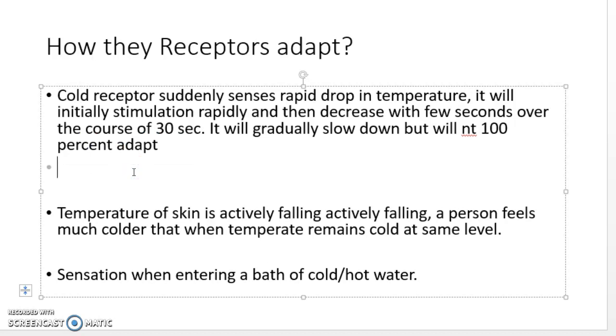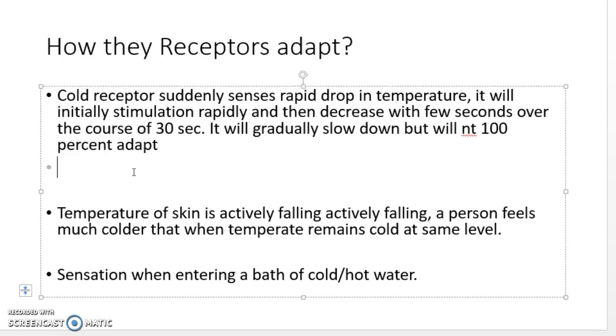The temperature of the skin will continue to actively fall, so the person feels much colder than when the temperature remains cold at the same level. This explains why, when you enter a bathtub which is cold or hot, you continuously feel cold. What's the reason for this?